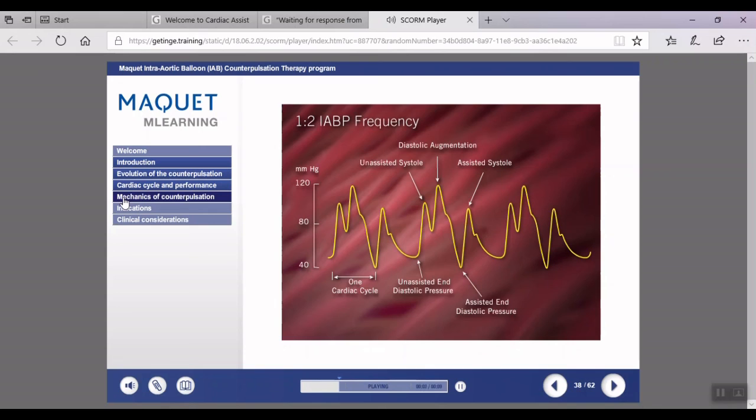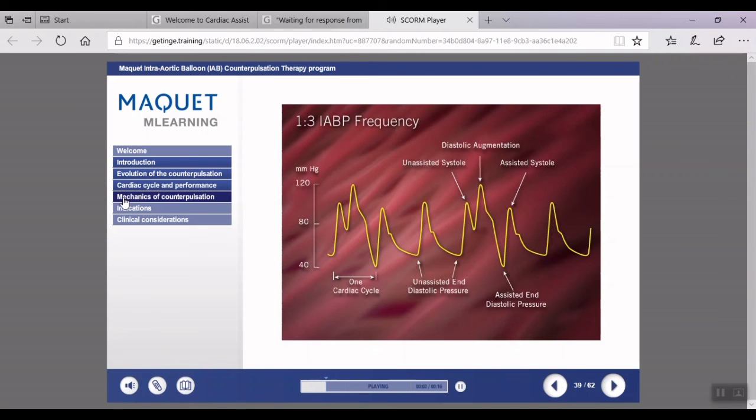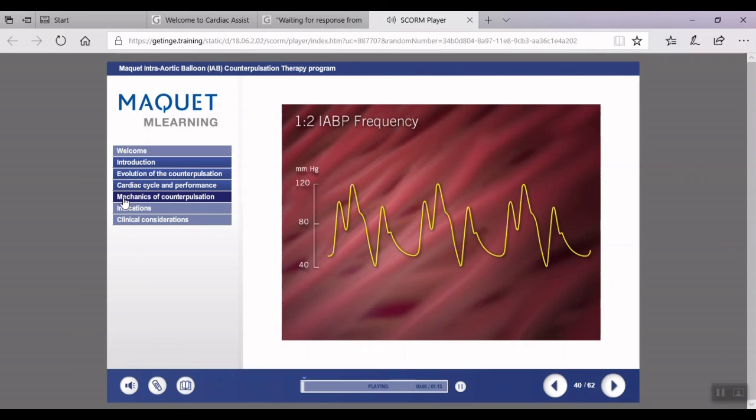At the 1 to 2 frequency, the intra-aortic balloon inflates and deflates once every other cardiac cycle. At the 1 to 3 frequency, the intra-aortic balloon inflates and deflates once every third cardiac cycle. This frequency is most often used when a patient is being weaned from counterpulsation support. When assessing an arterial pressure waveform at the 1 to 2 or 1 to 3 frequencies, some of the pressures are assisted and some are unassisted.